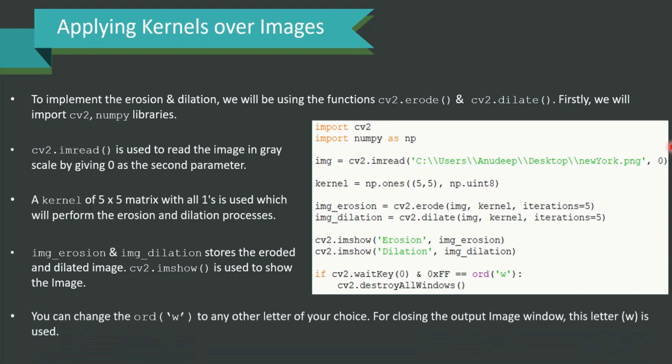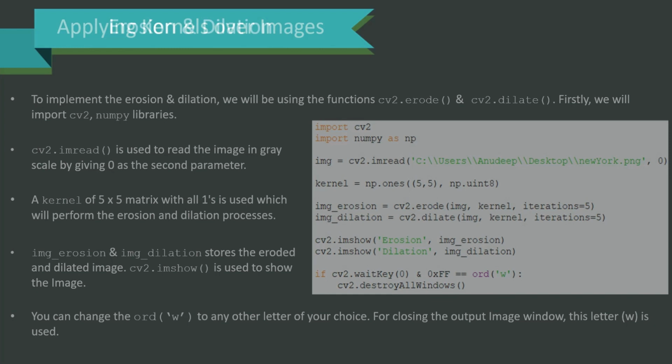You can change the ord in the brackets with W to any other letter of your choice. For closing the output image window, this letter W is used. We mean when you press W after execution, the output window will be closed. This character can be changed as per your wish, and there is no mandatory rule which says that it has to be only W. You can choose any character for this process.